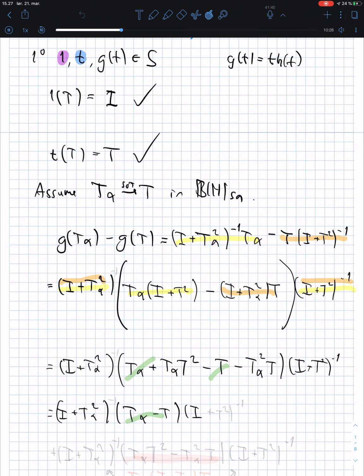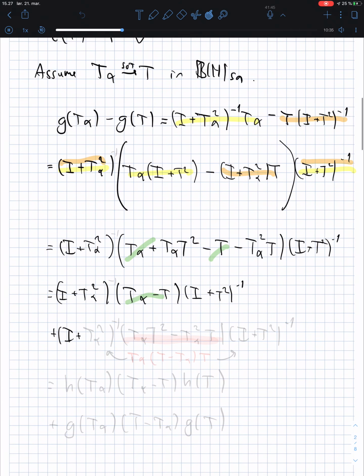Then of course I need the left hand side, and now I take the other terms. So I get I plus t alpha squared, and then I have this time t alpha t squared minus t alpha squared t, and I plus t squared. And I think I've forgotten some inverses all the way back here. And there. Okay, so now what can I say about this?